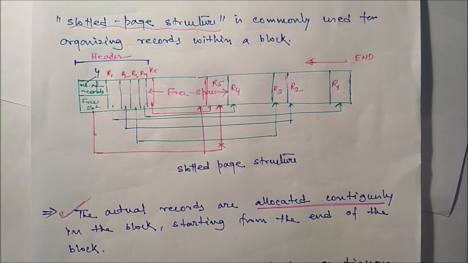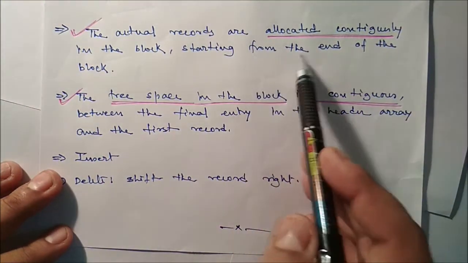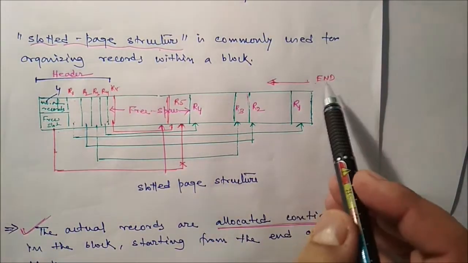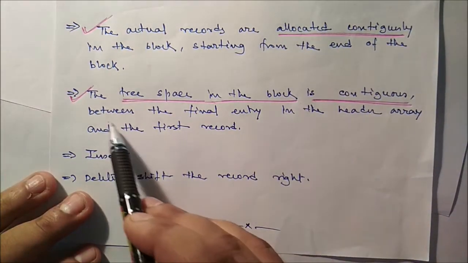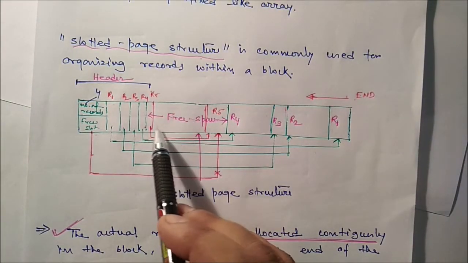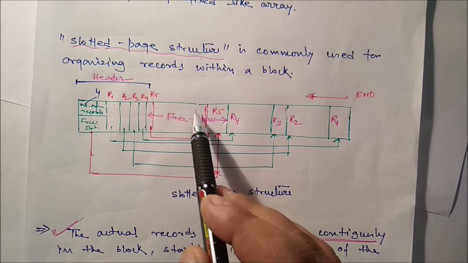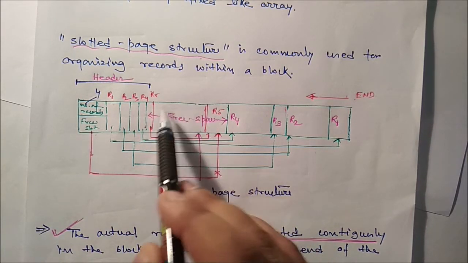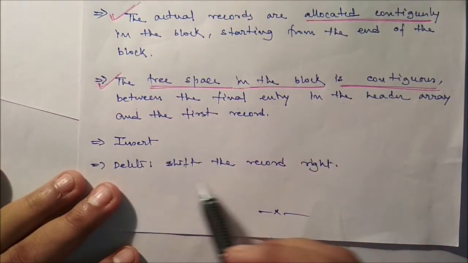Are you getting this one? So it's a very simple concept. The actual records are allocated contiguously in the block starting from the end of the block. So it is a continuous location starting from the end. The free space in the block is contiguous between the final entry in the header entry array and the first record. So this is nothing but our free space. If you want to store data, the data must be stored here in between, in this particular place, because here the records are there. And insert and delete are very simple.